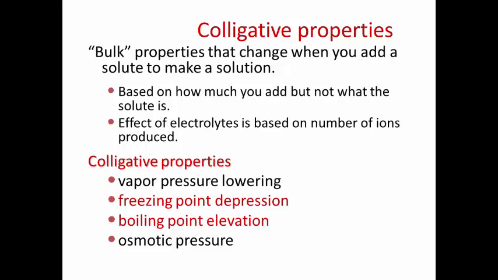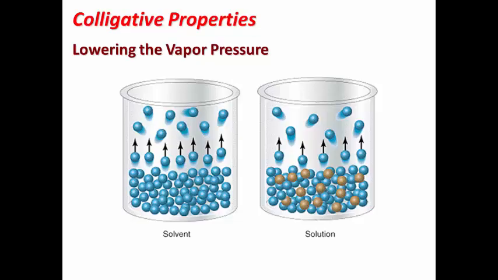But with ions, it matters more which type of substance it is, because it's going to change the properties based on how many ions it will dissociate into when it's in solution. The colligative properties that are changed really are the vapor pressure, and once you change the vapor pressure, it causes the freezing point to become lower, and it causes the boiling point to become higher, and that changes also the osmotic pressure.